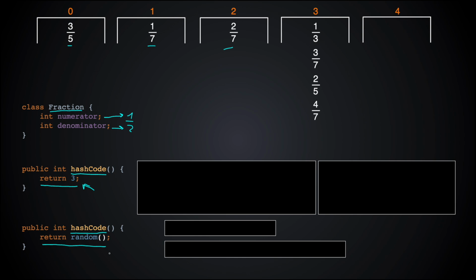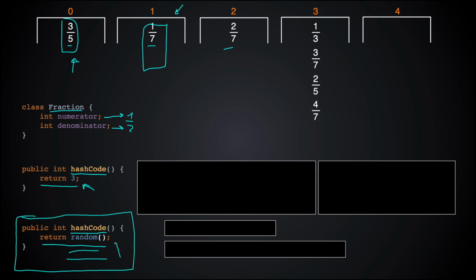However, when in the future we call the contains function for some fraction, for example 3/5, we will get a new random number and some different one, and we will probably end up looking into some different bucket. And since there is no 3/5 in the bucket number 1, we will return false, even though in real life this number is present in the hash set. And that's why the hashcode function should always return the same value for the same element. In this case, this rule is not met, and our hash set will work incorrectly.